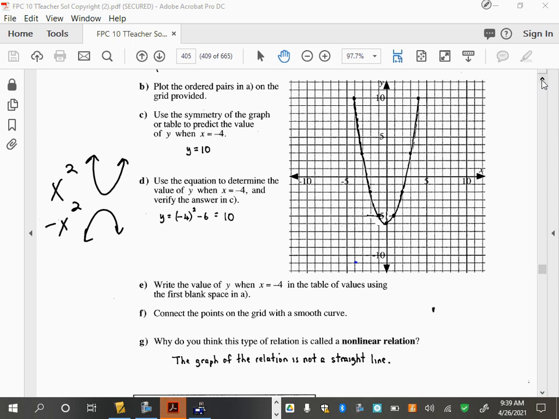Okay, so we have this. Now we're going to answer the questions. What's the value of y when x equals 4? So it says use the graph, which means you don't show your work. X equals 4. That's 4 to the left. Where does the graph hit 4 to the left? Right there. So y equals 10. The graph is 10 up when it's 4 to the left.